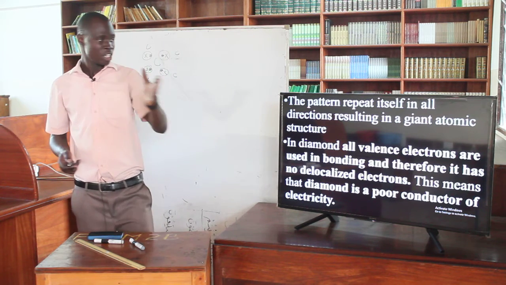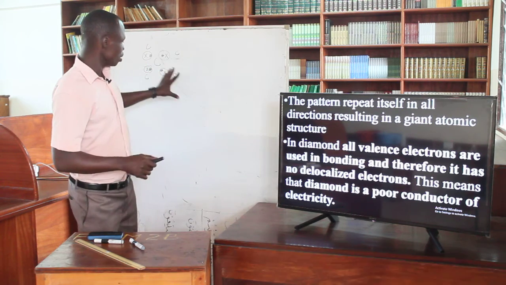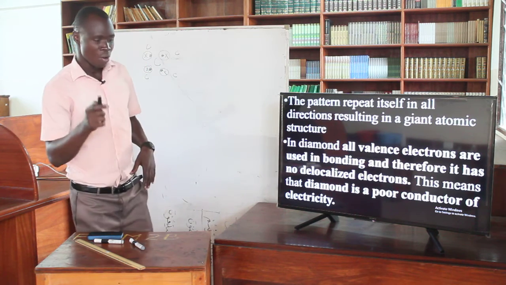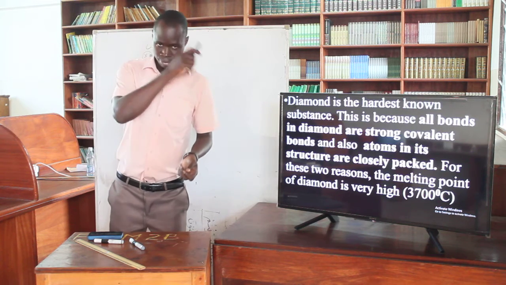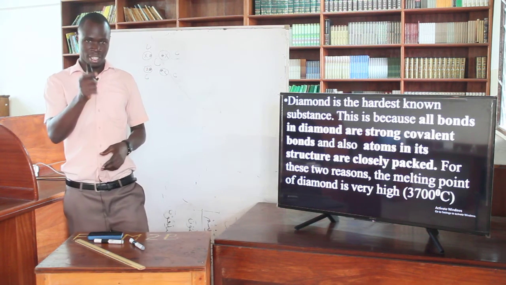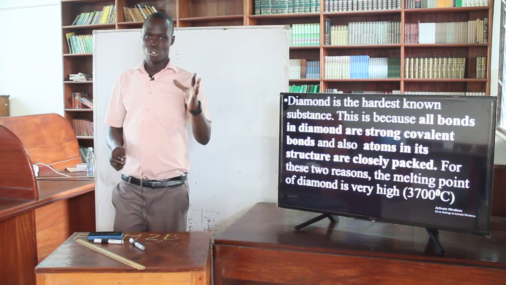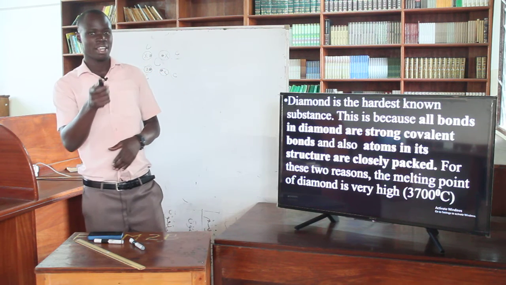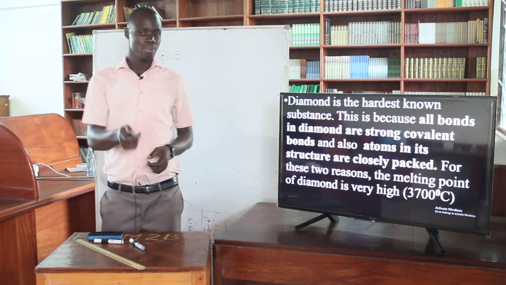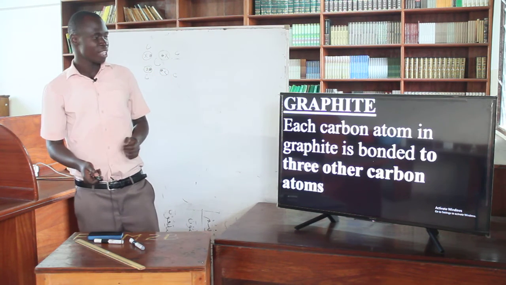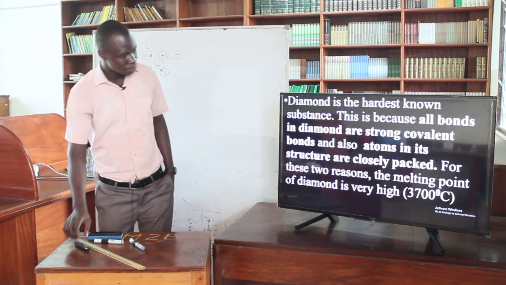In this structure of diamond, we find that all the valence electrons have been used in bonding. Therefore, diamond is a poor conductor of electricity because there are no delocalized electrons. It's the hardest substance for two reasons. One, the atoms are completely packed, and two, the strong covalent bonds that exist. Therefore, the melting point is very high, 3,700 degrees centigrade. Now, we're going to stop there.